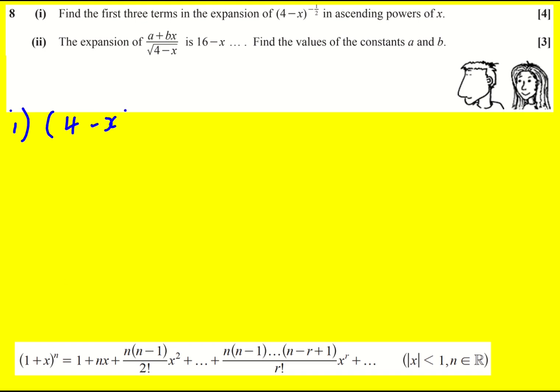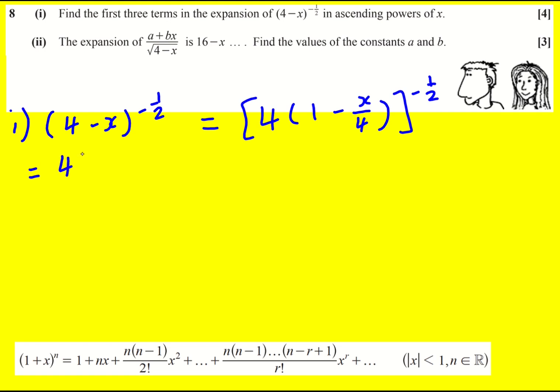And 4 minus x to the minus a half is not in the form 1 plus x to the n. So I've got a little step to do first. You have to factorize out that 4. So I'm going to get 4 and then 1 minus x over 4, and we're raising all of that to the power of minus a half. So it's 4 to the minus a half. I can now separate it into these two things, 1 minus x over 4 to the minus a half.